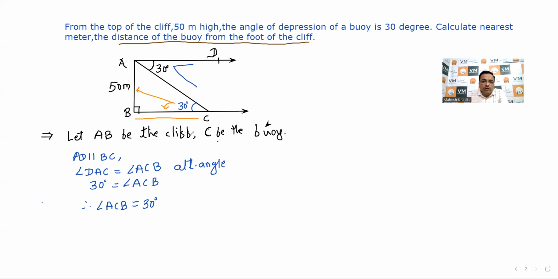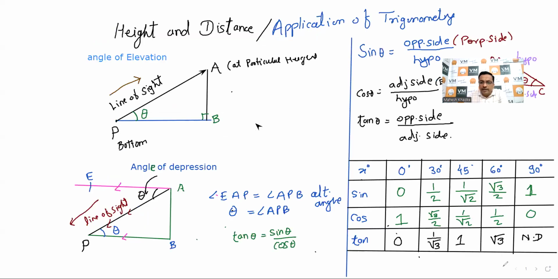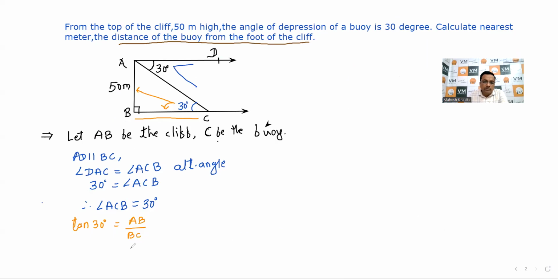ओके, और ये किस में आता है? अपोजिट अपॉन एडजेसेंट, it is in tan. So हम लोग लिखेंगे tan 30 degree is equal to opposite side AB upon adjacent side BC. The value of tan 30 फर्स्ट पेज में लिखा है. क्या था tan 30? 1 by root 3.